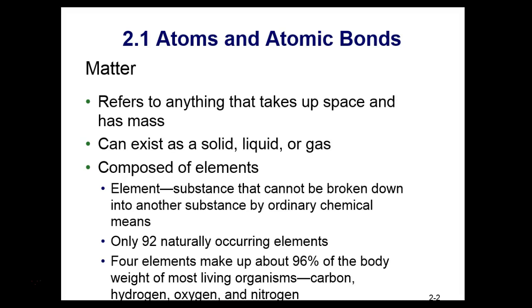The next one, of course, is an element. Elements cannot be broken down into another substance. There are 92 naturally occurring elements in nature.